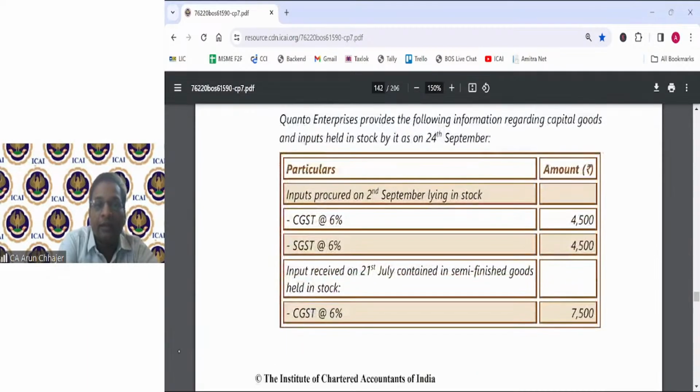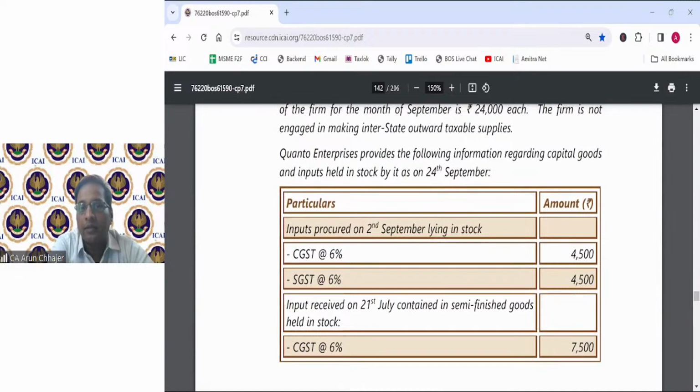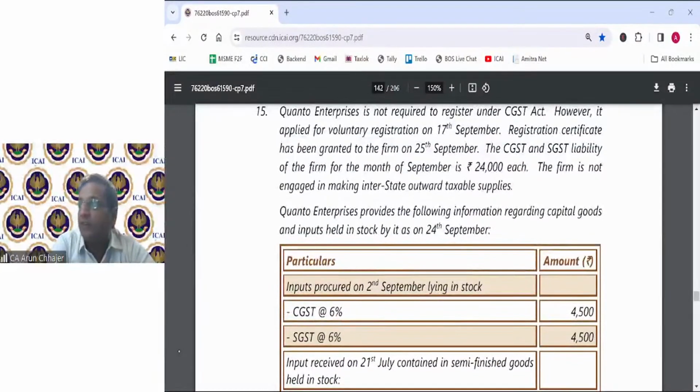Okay. Q Enterprises is providing the following information regarding the capital goods and input held in stock by it as on 24th September. First, you are all requested to tell me what is the relevance of 17th, 25th and 24th. Please tell me first what is the relevance of these dates. Which date?